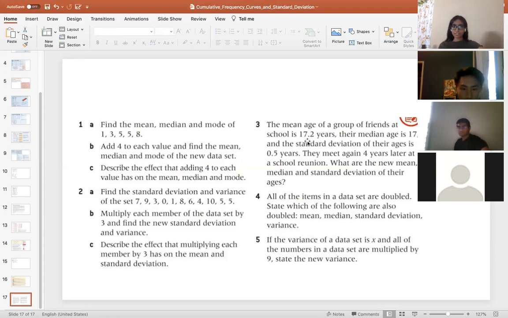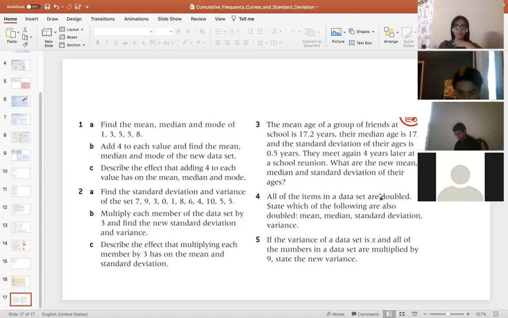The mean of the age group is 17.2. Add 4, that is 21.2. Median age also transfers up, so 17 plus 4 equals 21. And then the standard deviation of 0.5 stays exactly the same. Okay. Everyone understand? Everyone got it? We good? Okay.